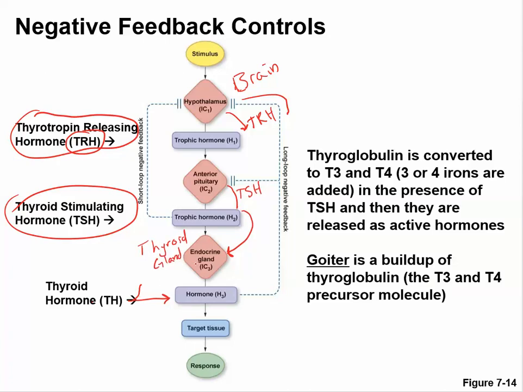And then the thyroid gland is the one that releases the T3 and T4. That's the actual hormone. And then those hormones will go off and they'll have their effect on whatever the target tissue is. Okay, so I hope that makes sense. The trophic hormones, and then you have the actual endocrine gland.